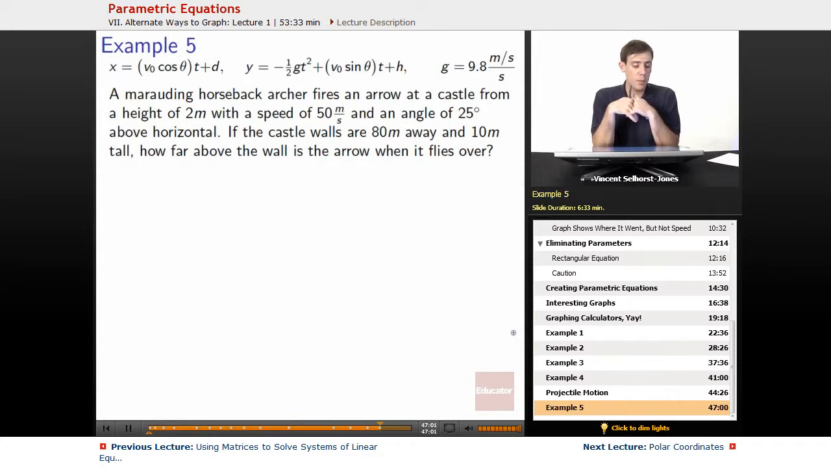Our problem is a marauding horseback archer who fires an arrow at a castle, and he's on a height of 2 meters because he's on top of a horse. The arrow comes out with a speed of 50 meters per second and an angle of 25 degrees above the horizontal. The castle walls are 80 meters away and 10 meters tall. How far above the wall is the arrow when it flies over?